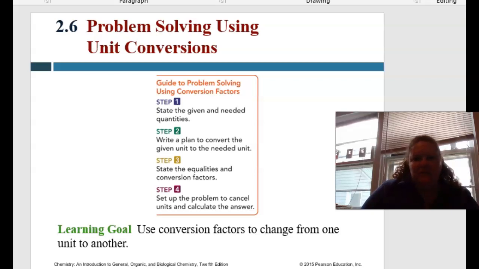Okay, moving on to problem solving using those unit conversions we were just talking about. There's a great four-step process laid out right here for you. Step one is state the given and needed quantities. Step two is to write a plan to convert the given unit to the needed unit. Step three is to state the equalities and conversion factors. And step four is to set up the problem to cancel out those units and calculate the answer.